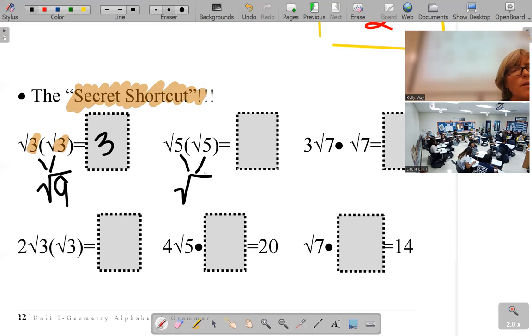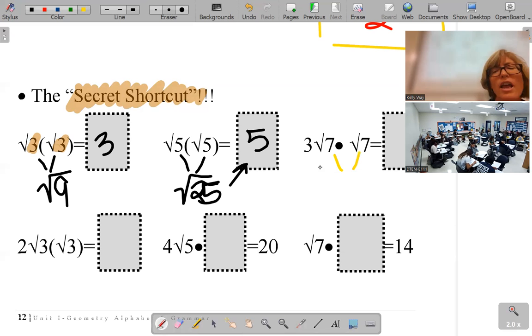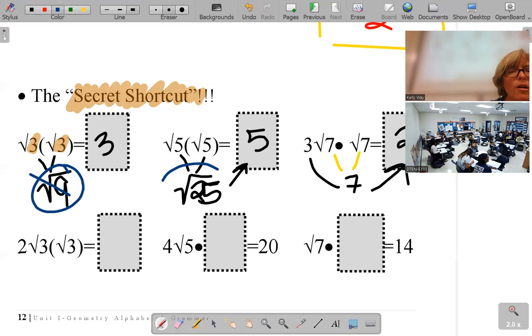Root 5 times root 5 is the square root of 25, which is just what? 5. Coming over here, root 7 times root 7 is what singular number? It's just root 49, which is just now, go like that, 3 times 7. Skip this middle step now.